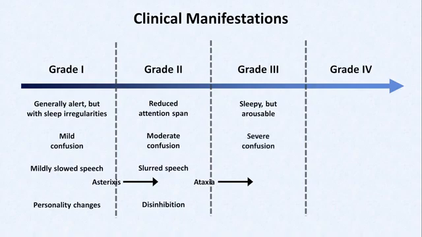In grade 3, patients are sleepy but still arousable. Confusion is severe and immediately apparent. Speech is often so slow and dysarthric as to be incoherent. A variety of bizarre behaviors can be observed during periods when the patient happens to be awake. And last, grade 4 encephalopathy is when the patient has progressed to coma.